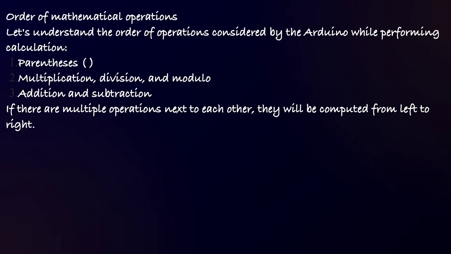See, order of mathematical operations. Let's understand the order of operations considered by the Arduino while performing calculations. First, parenthesis, then multiplication, division, and modulo, and then addition and subtraction. If there are multiple operations next to each other, they will be computed from left to right. Try to understand. This is the system by which it is operating.